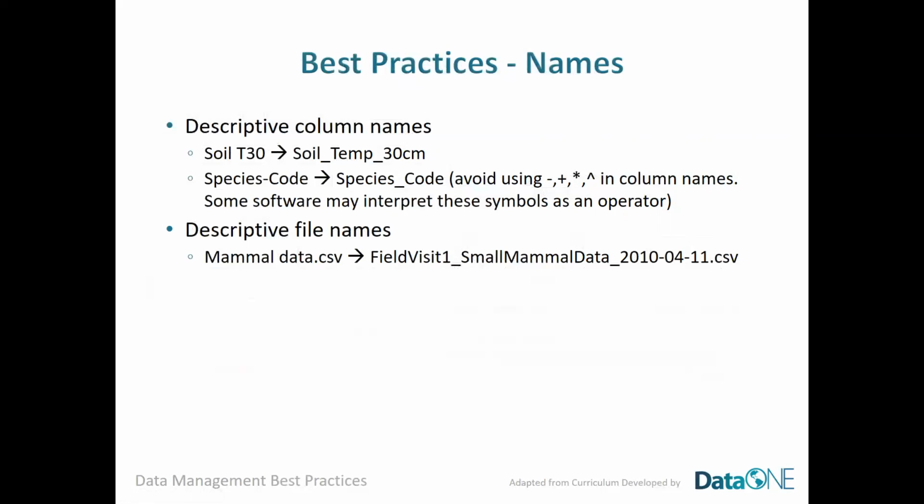And then when it comes to file naming, for instance, a file named fieldvisit1_small mammal data_2010-0411.csv indicates that this file contains data collected during field visit 1. It contains small mammal data, and it is version dated April 11th of 2010. We know that it's April 11th and not November 4th because they're using the standard ISO date format, which is always a 4-digit year, followed by a 2-digit month, followed by a 2-digit day. And this name is much more helpful than the file named mammaldata.csv.